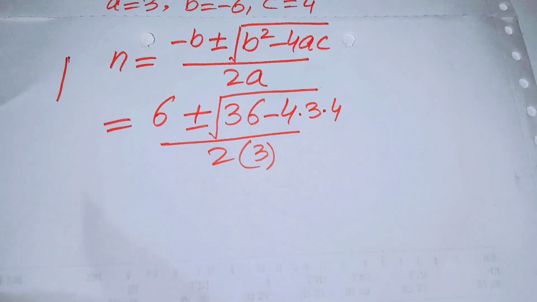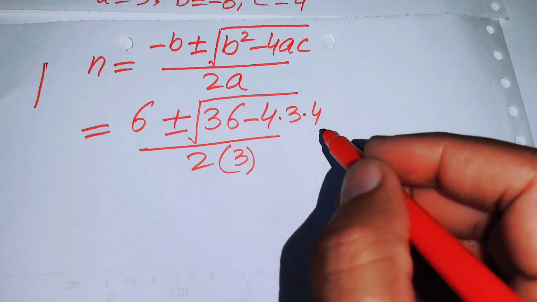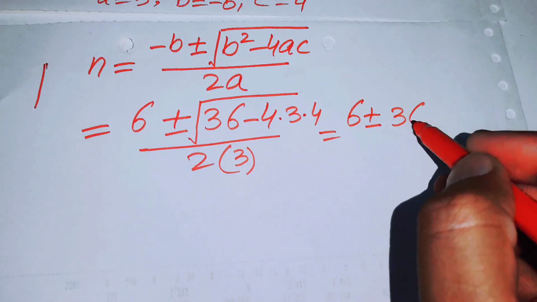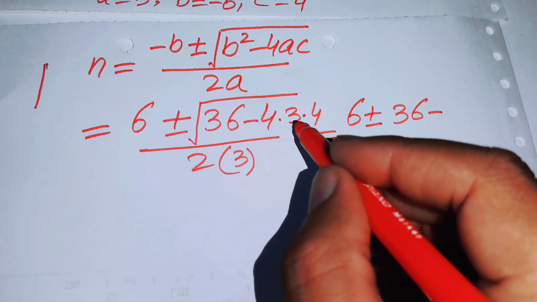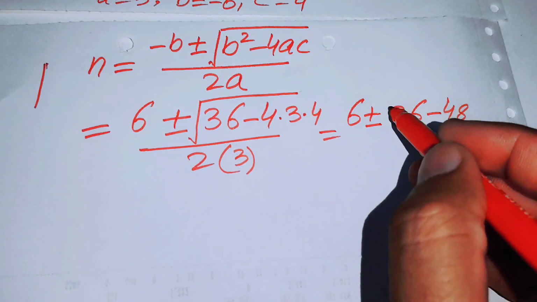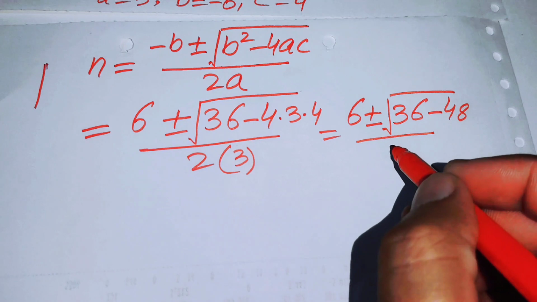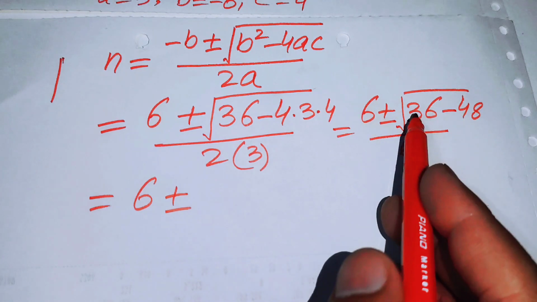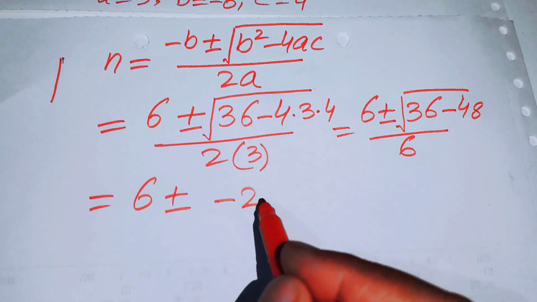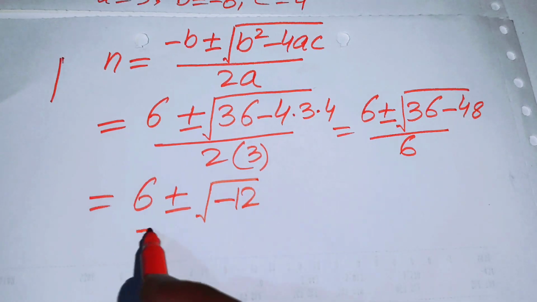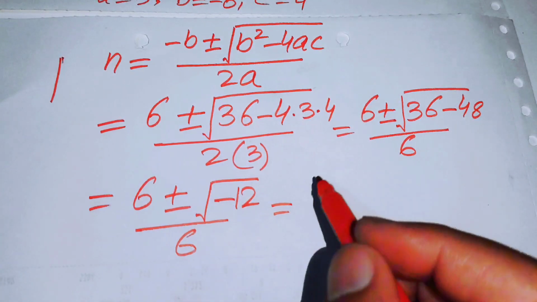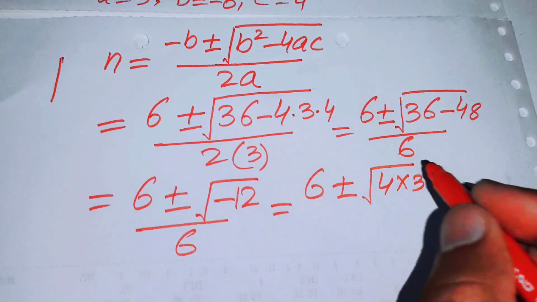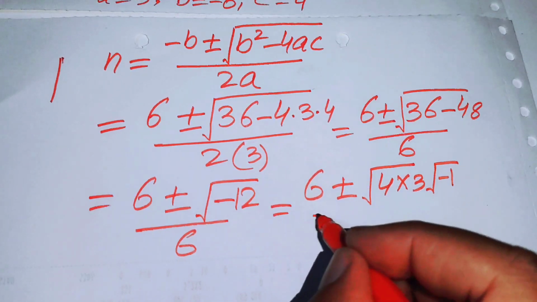And now in the next step we can just simplify these terms, and you will get here 6 plus minus the square root of 36 minus 4 times 3 is 12, and 12 fours are 48, over 3 twos are 6. And now we can simplify the terms, and you will get here 6 plus minus the square root of 36 minus 48, which is equal to minus 12, over 6, and we can write this minus 12 as 4 times 3 times the square root of minus 1, over 6.